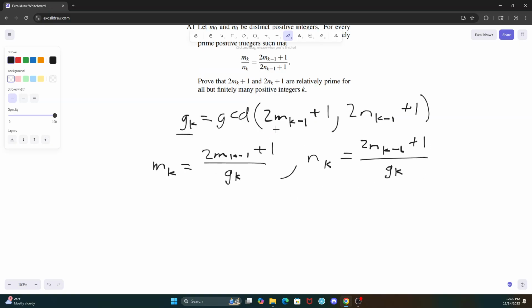And we also want to note that 2 times m sub k minus 1 plus 1 and 2 times n sub k minus 1 plus 1 are both odd. And so that means that g sub k must also be odd, right? So that will come in important later on. So note that g sub k is odd.